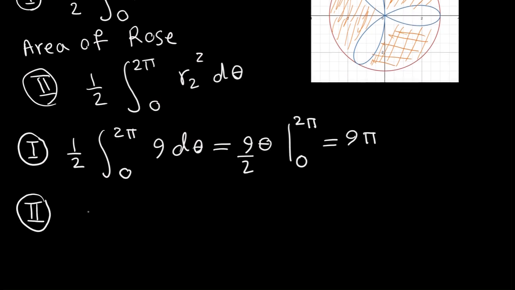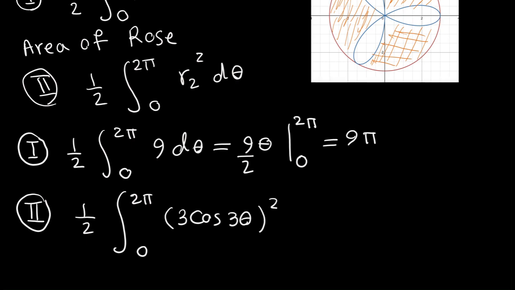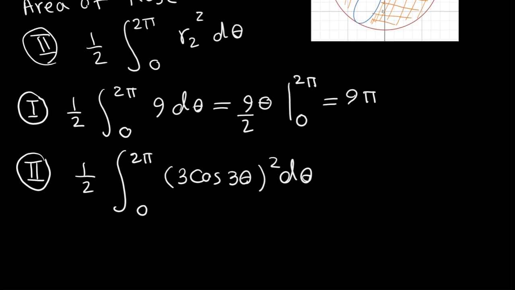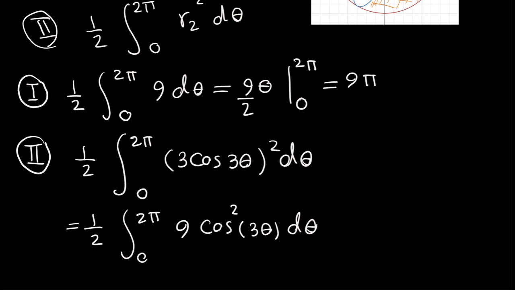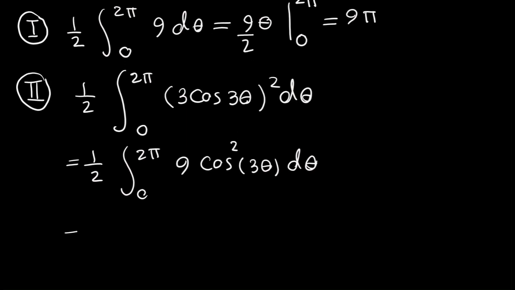And the area of the rose is the integral from 0 to 2 pi. Our function is 3 cosine of 3 theta, so the square is 9 cosine square of 3 theta d theta. 9 is a constant, so let's pull it out. We have 9 half integral from 0 to 2 pi.